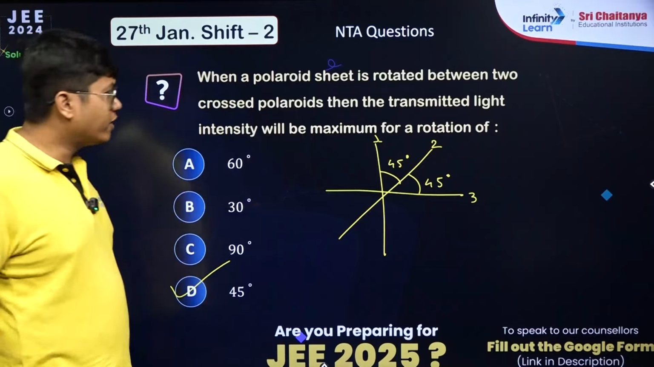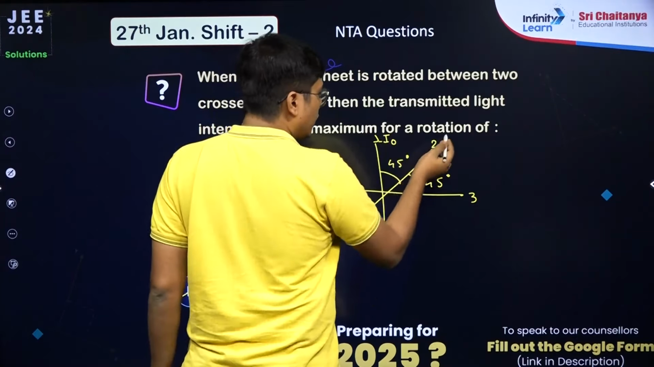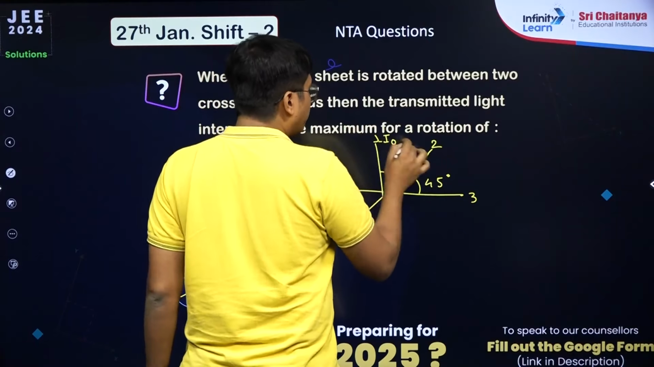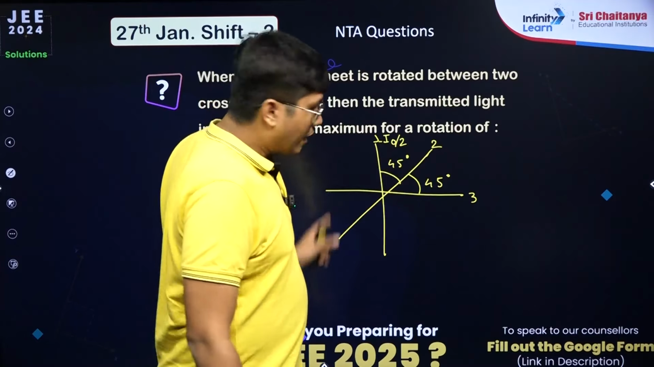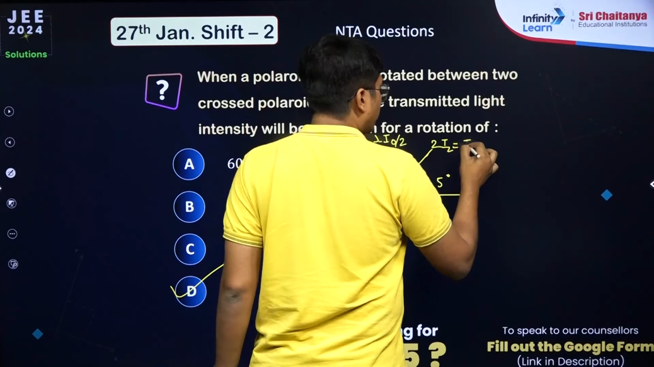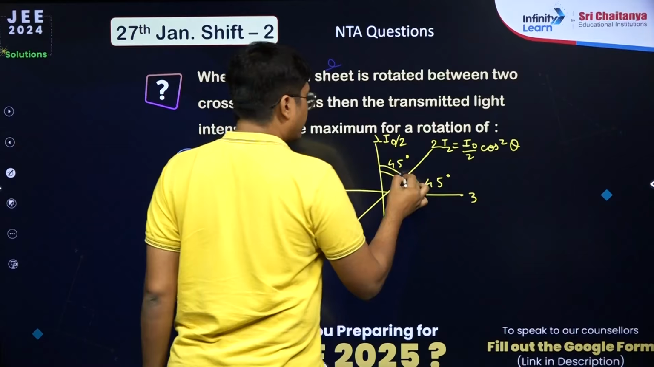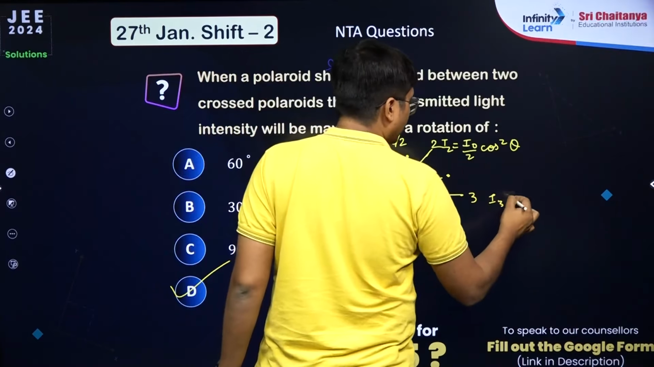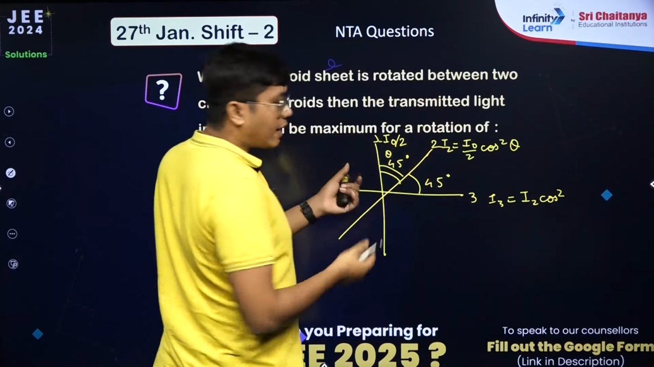If you do want to derive it, it's pretty straightforward. If an unpolarized light of I naught comes in, after the first Polaroid, it becomes I naught by 2. After the second Polaroid, it becomes I naught by 2 cos square theta, if I'm assuming this angle is theta, by Malus's law. And after the third one, it becomes I2 cos square of 90 minus theta.